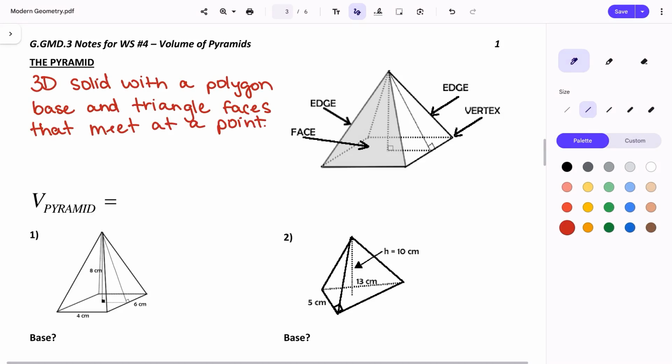Okay. So like I said, right there where it says V for volume of pyramid, that's where you guys can write that formula that we just talked about. Base times height divided by 3. So if you don't have that on here, that's what we need to do.